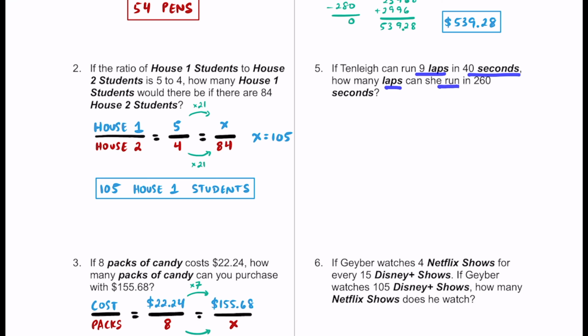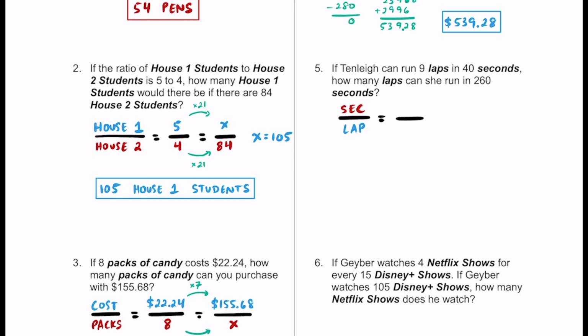Here's number 5. If Tenley can go ahead and run 9 laps in 40 seconds, the question is how many laps could she then run if there were 260 seconds that go by? So let's go ahead and start by labeling our rate here. I think it makes more sense to find out how long it'll take to do 1 lap as opposed to seeing how much of a lap you can do in 1 second, because you probably can't do too much in 1 second anyway. So I think it makes a little more sense to put the laps on bottom and find out how long it'll take to do 1 of these laps.